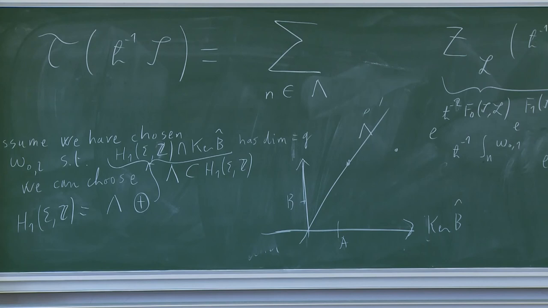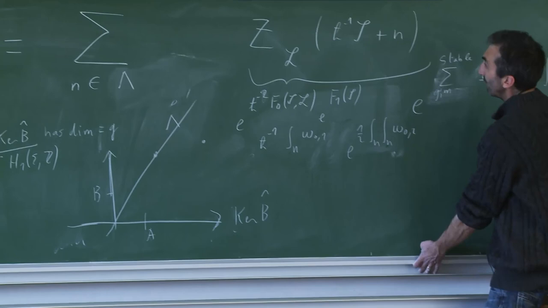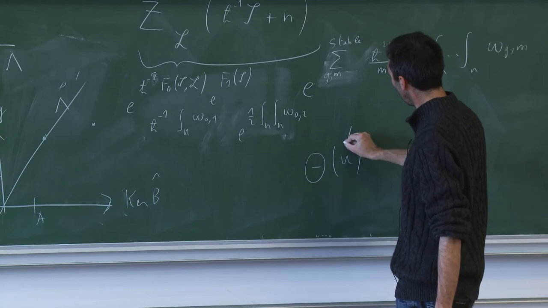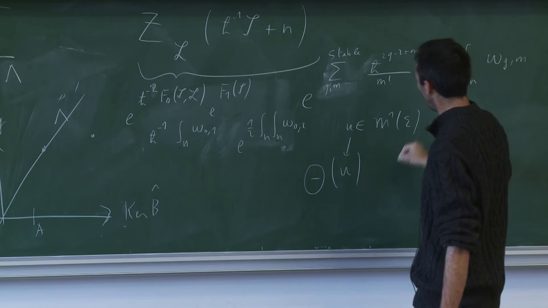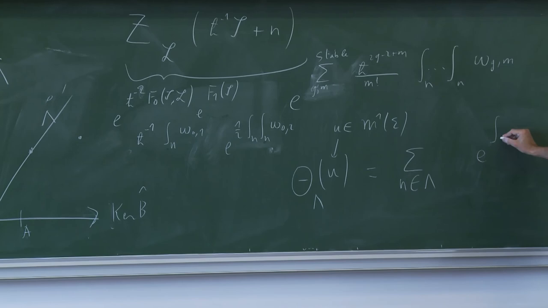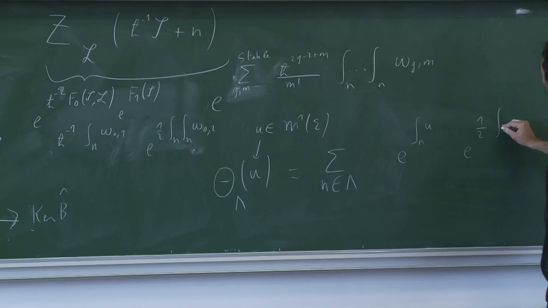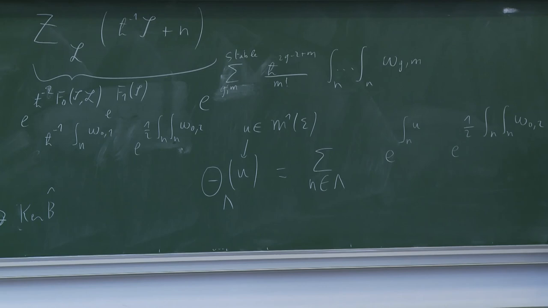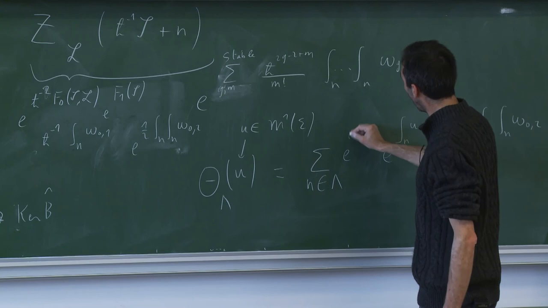Okay. And if you define theta of u, with u a one form, u belongs to M1 of sigma, this will be the sum over n belongs to lambda, so it will depend on your choice of lambda, of exponential integral over n of u, exponential one half of the quadratic term. So this is what's called the theta function. And in fact, let me also add exponential 2 pi i nu integral over n.